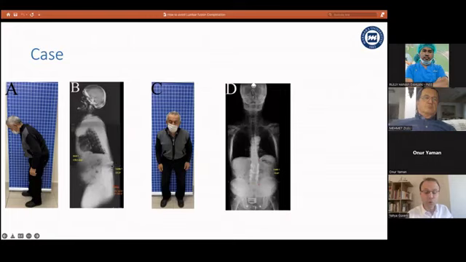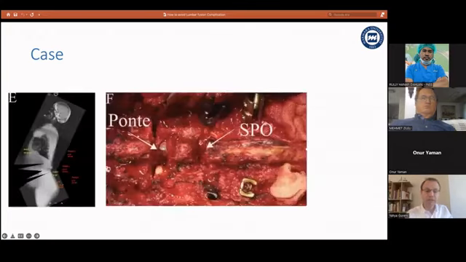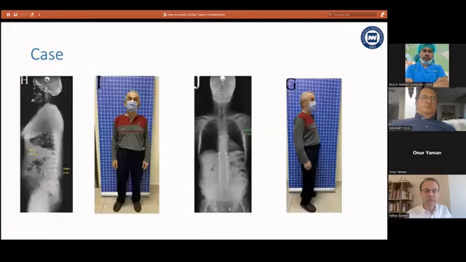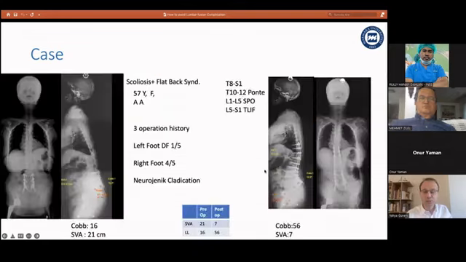These rods were put in straight. There is not enough lordosis here. 5 years later, he has flat back syndrome and a high cervical vertical axis, like this kyphotic posture. And we made some osteotomies, and after that we restored lumbar lordosis, and this patient turned out like that.